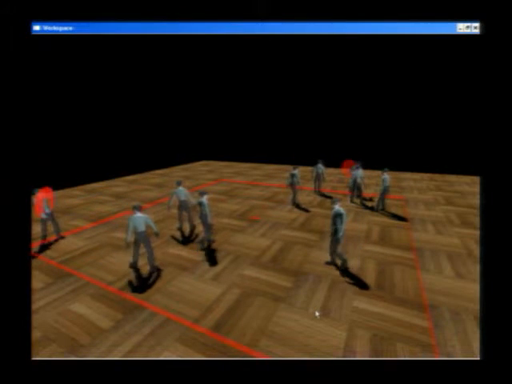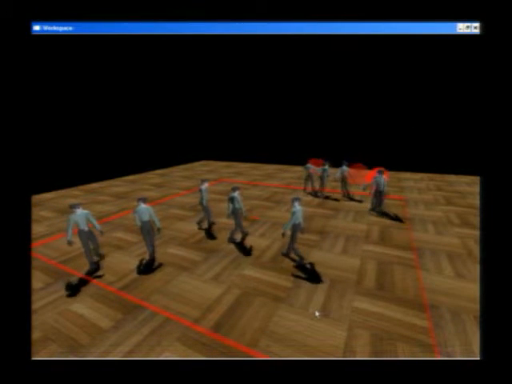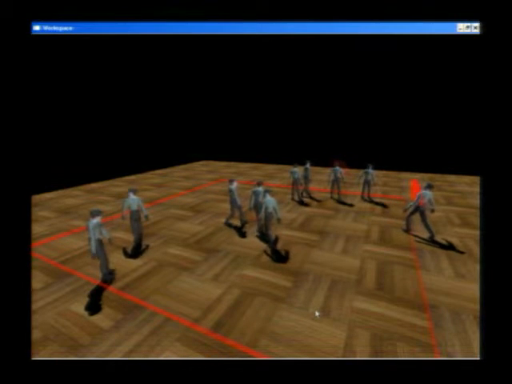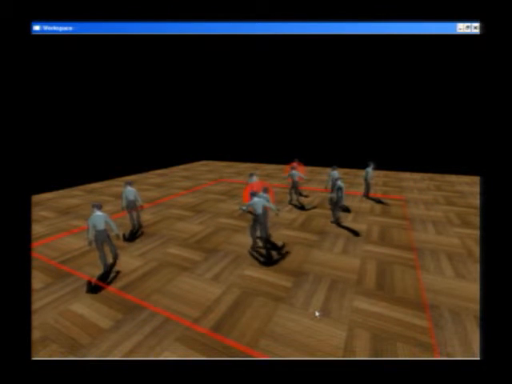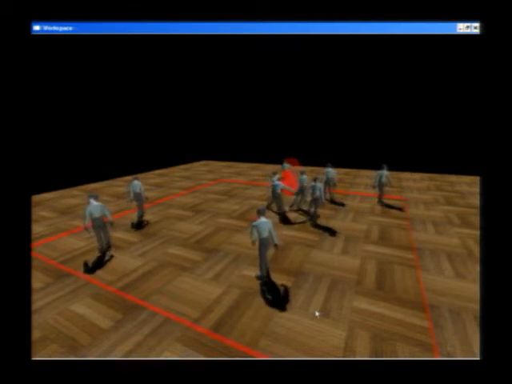This is an example application where a crowd of people is confined in a restricted space. When they bump into each other or the boundary of the space, they are pushed back.